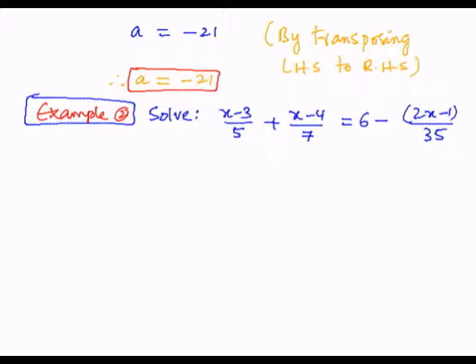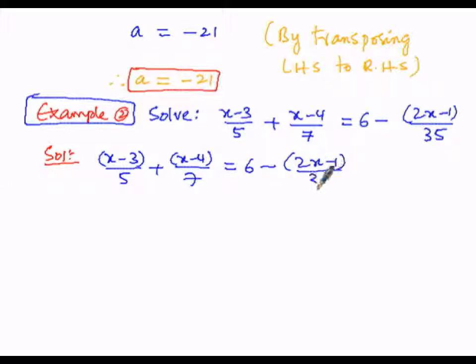So now the solution starts. The given equation is (x minus 3) whole divided by 5 plus (x minus 4) whole divided by 7 is equal to 6 minus (2x minus 1) whole divided by 35. By utilizing this equation, we have to solve for the unknown variable, which is x, which must satisfy the entire equation.